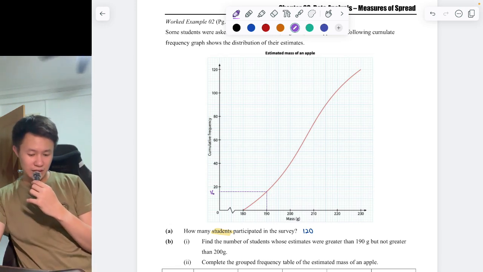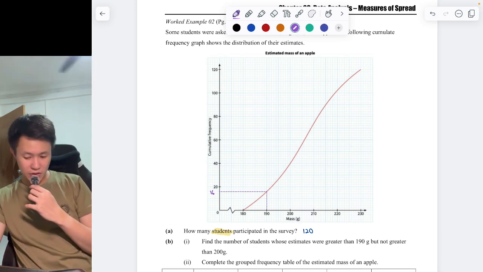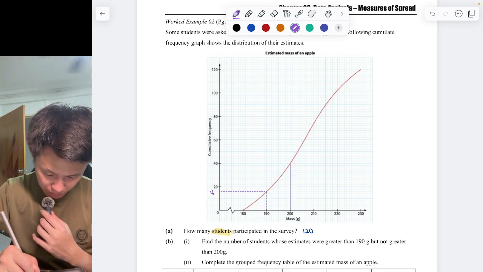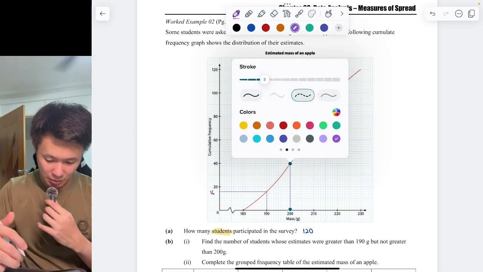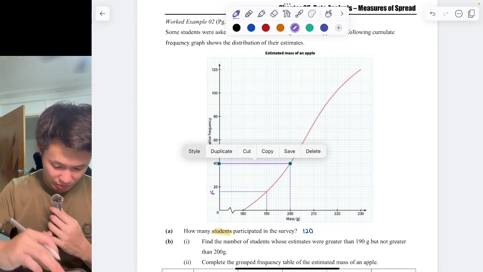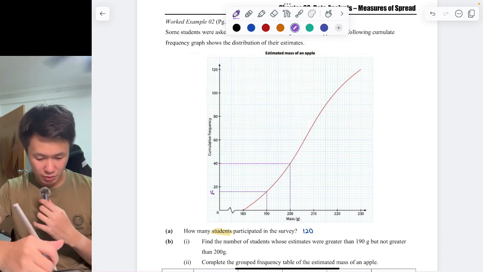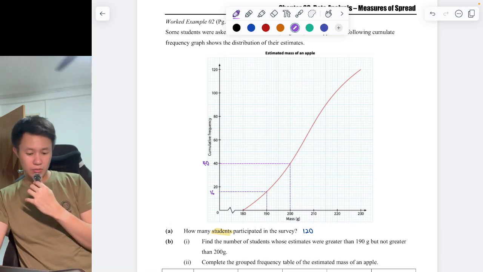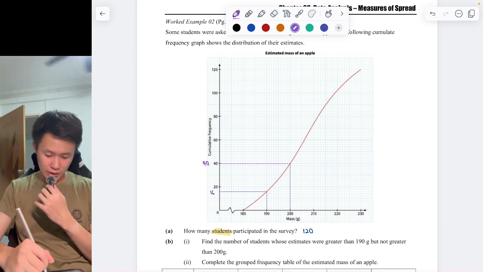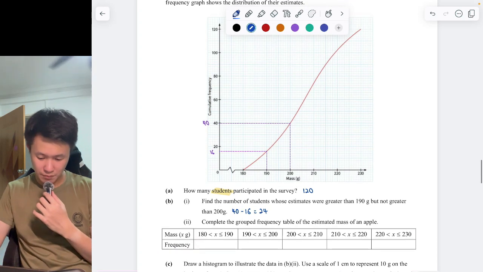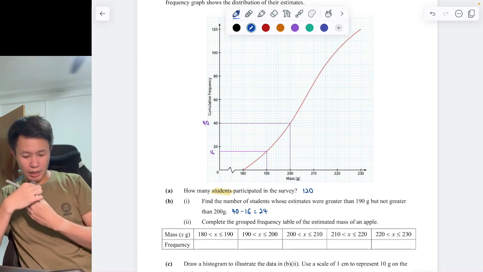So if you want anything greater, it's going to be more than that. But we want greater than 190, but not greater than 200 grams. So let's also look at 200 grams. What we want is in between 200 grams and 190 grams. At 200 grams, there are 40 apples that are less than or equal to 200 grams. So if you want in between them, we're going to take 40 minus 16, and that will give you 24 apples. Quite easy.